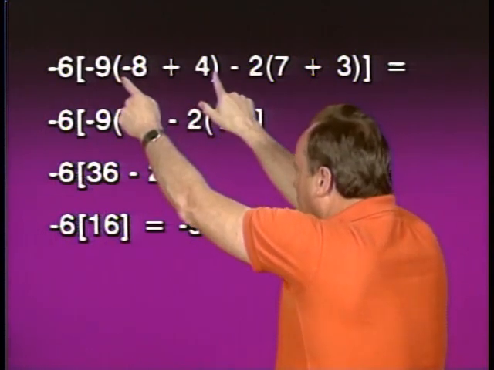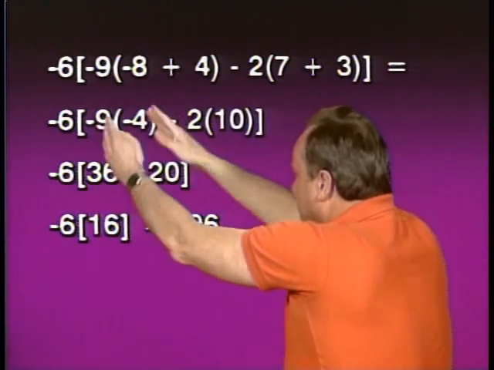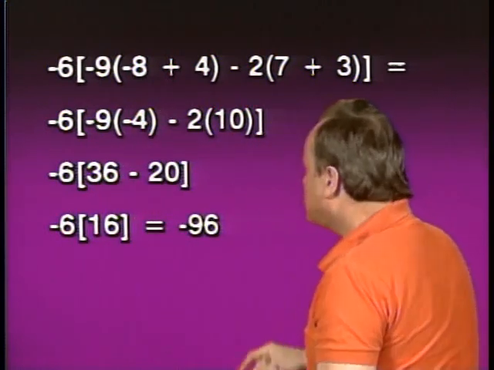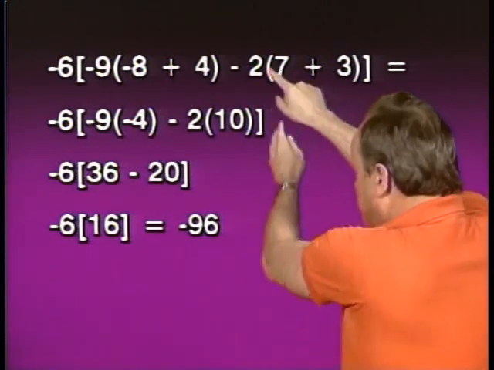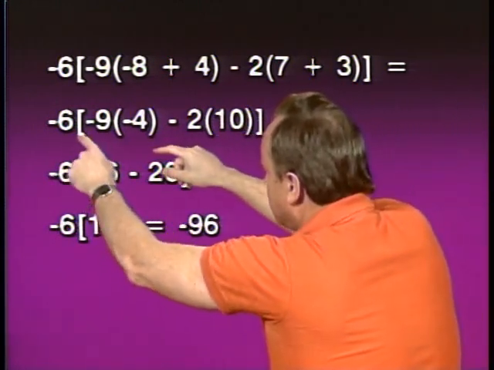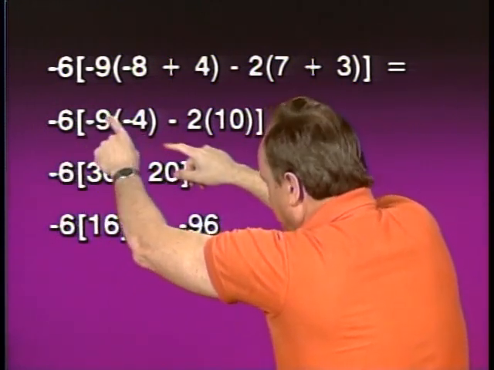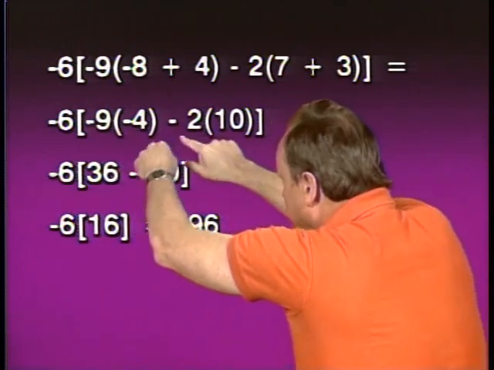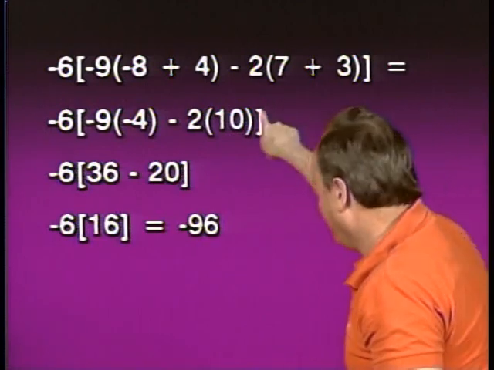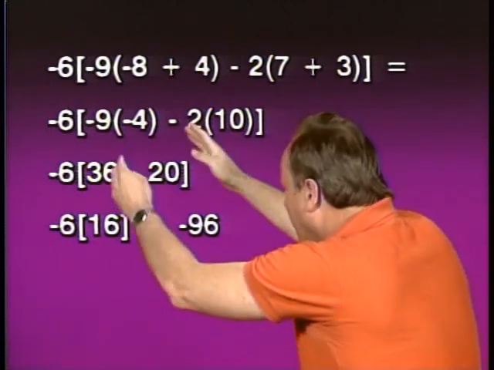So minus 8 plus 4 becomes minus 4. We squeezed it down to that right there. All right, let's take a look at the next thing we can get rid of. 7 plus 3 becomes 10. So now it becomes minus 6 times the quantity, minus 9 times the quantity, minus 4, quantity closed, minus 2 times the quantity 10, and quantity closed again, and quantity closed again after that. All right, now let's get rid of the brackets again here.